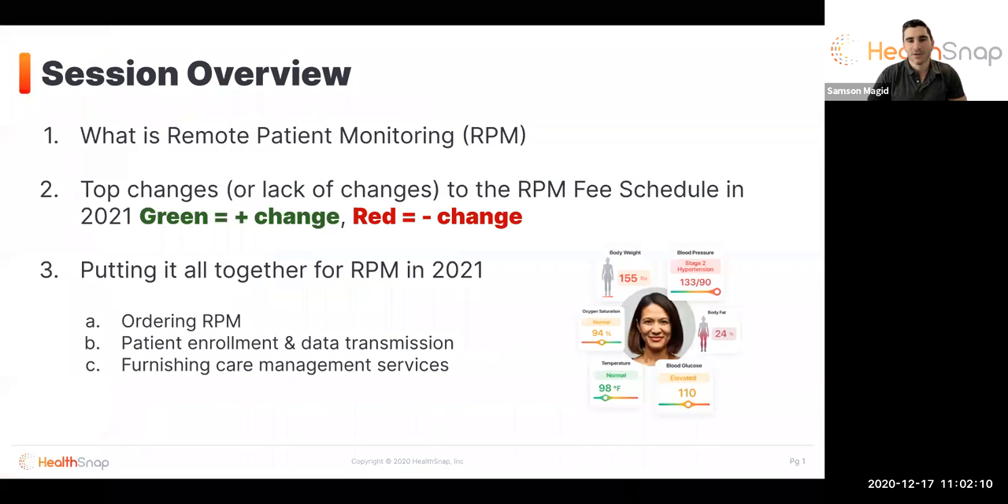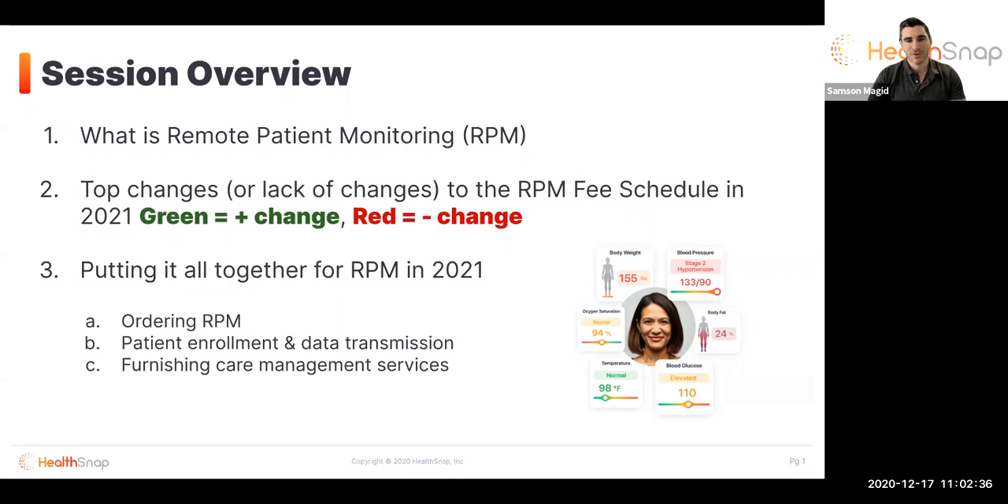I'll then break down each of the changes from the Medicare Physician Fee Schedule. And what I thought would be helpful is to actually give a color code through each descriptor. So if there's green text, it's a positive change, meaning it's going to be a little bit more feasible to incorporate that change. And if the text is red, then it might have been a limitation or a lack of change that we were hoping for in the fee schedule in 2021.